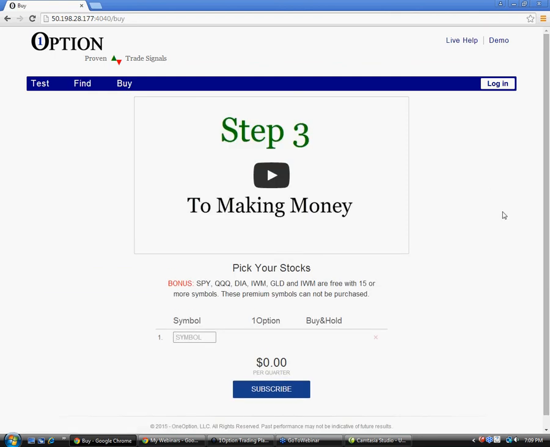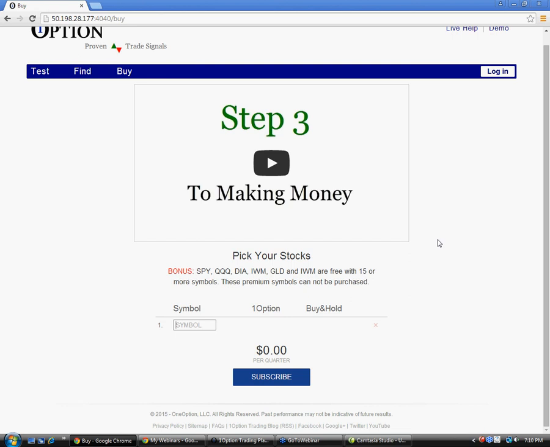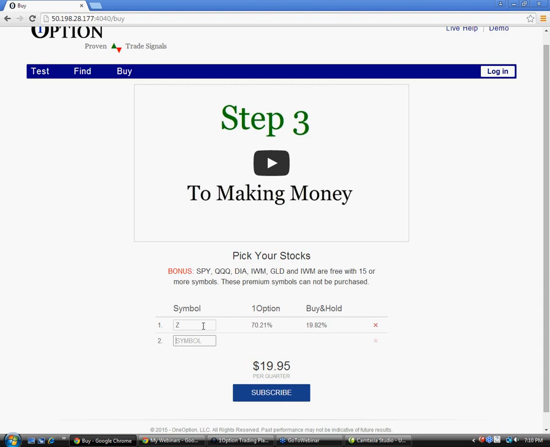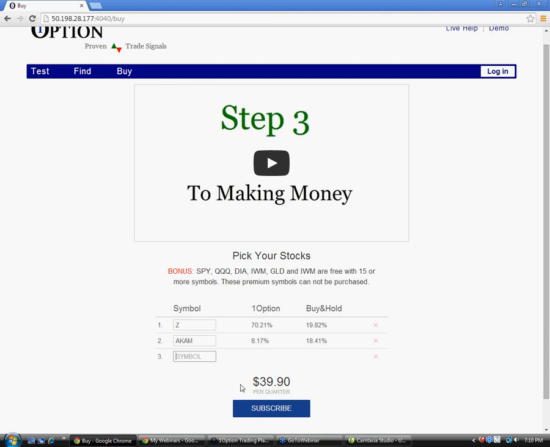So once you have all your symbols, you come into the buy page. And again, there's an instructional video here on how all of this process is handled, but it's so easy. You come in and just start typing in your symbols. So let's say I want to trade Zillow, and let's say I want to trade maybe ACAM. And then I'll see my total here.